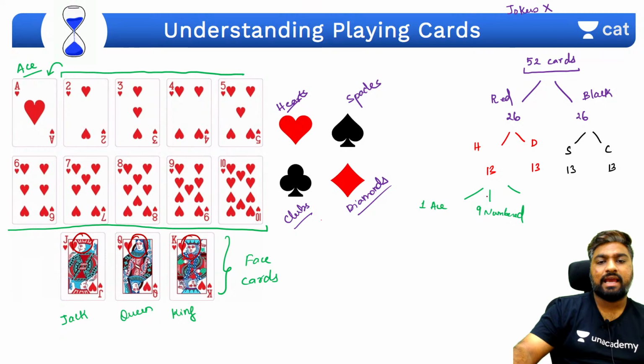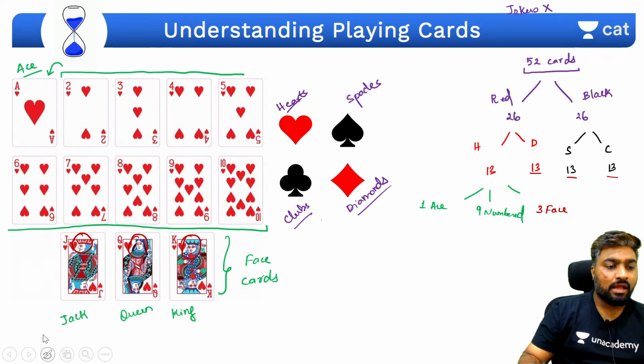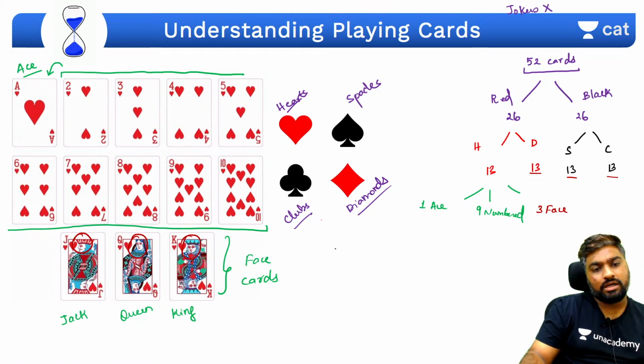So you have 1 ace, 9 numbered cards, and 3 face cards. This will happen in diamonds, in spades, and in clubs. Same thing. Now among these there is another group called honorary cards or honor cards.